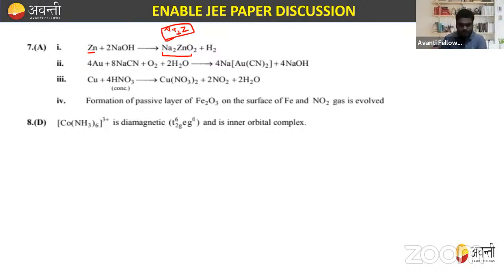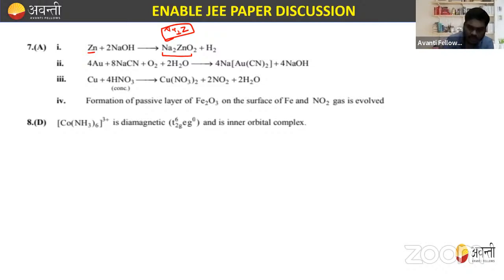Now, similarly, if we treat Au, gold, with NaCN, then the formation of this complex takes place, not hydrogen. Similarly, when copper reacts with HNO3, copper nitrate plus 2NO2 plus H2O is formed. Okay, so only option 1, in which zinc reacts with NaOH, forms Na2ZnO2 and hydrogen, right? I hope it is clear to everyone?